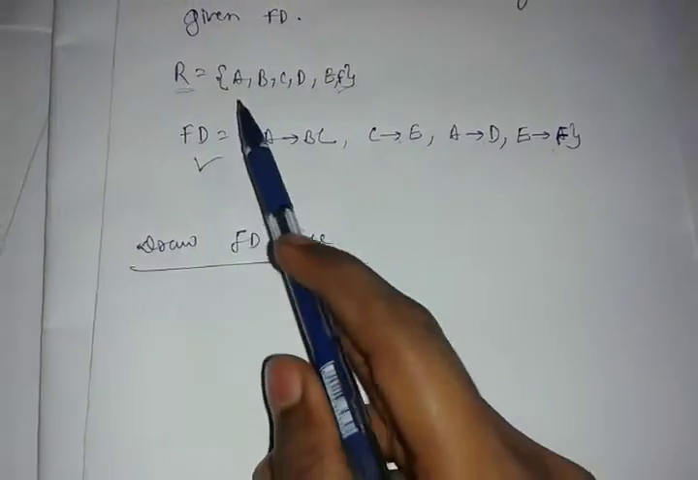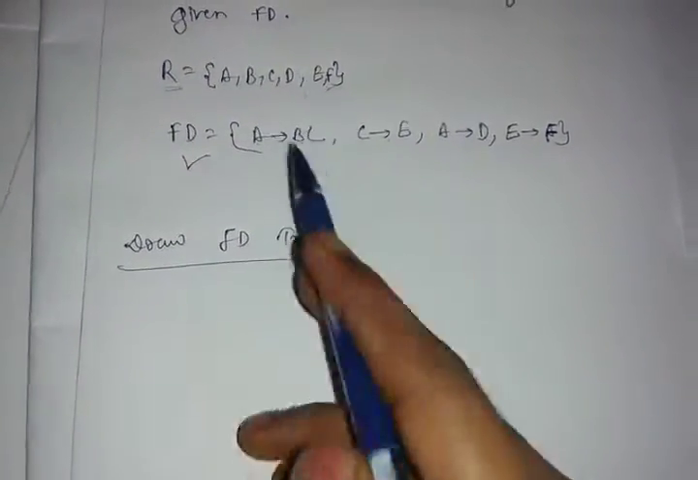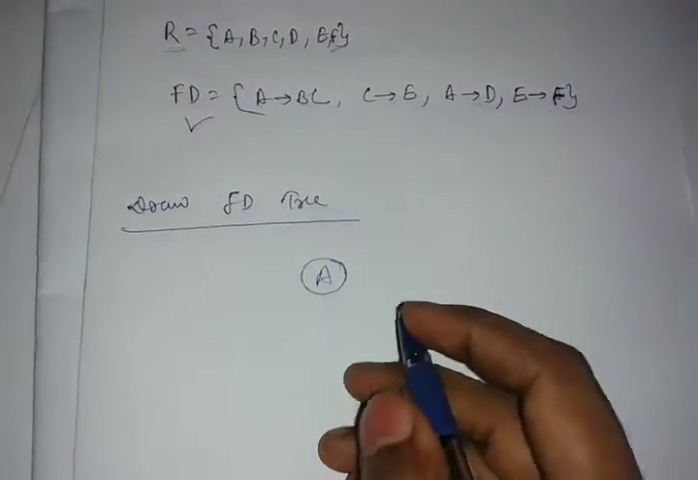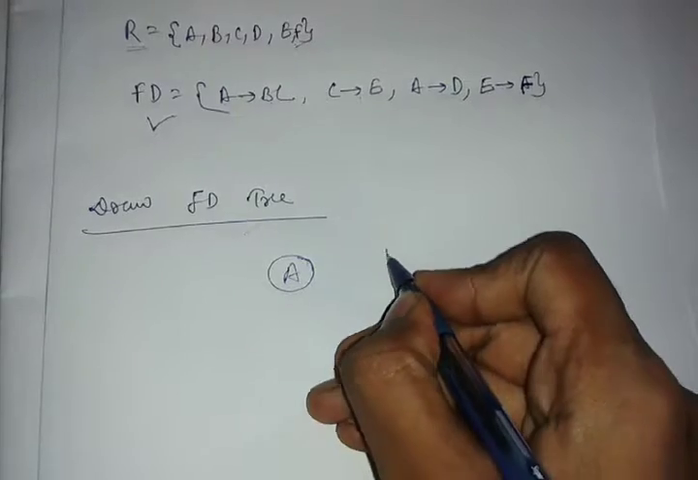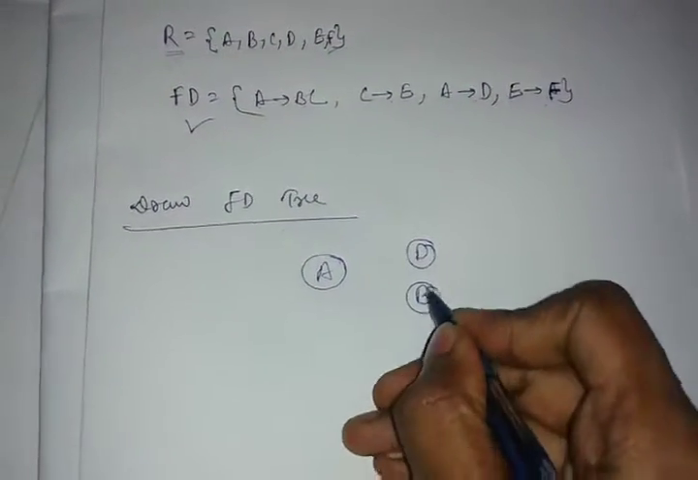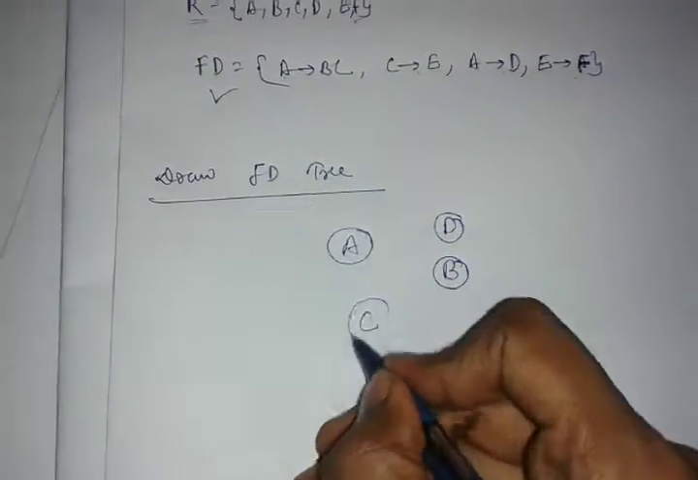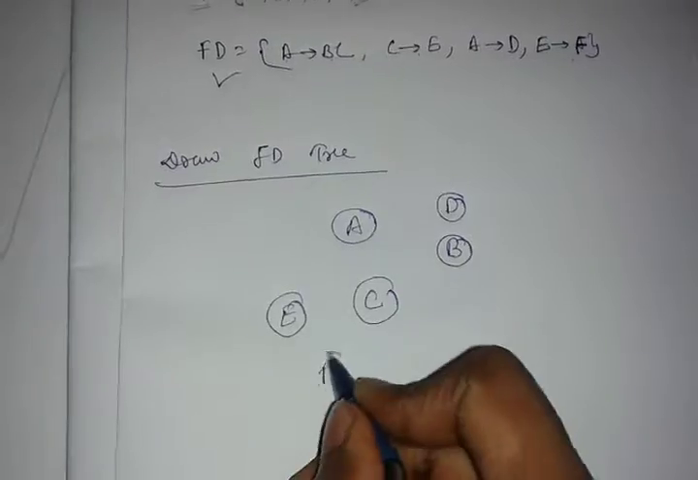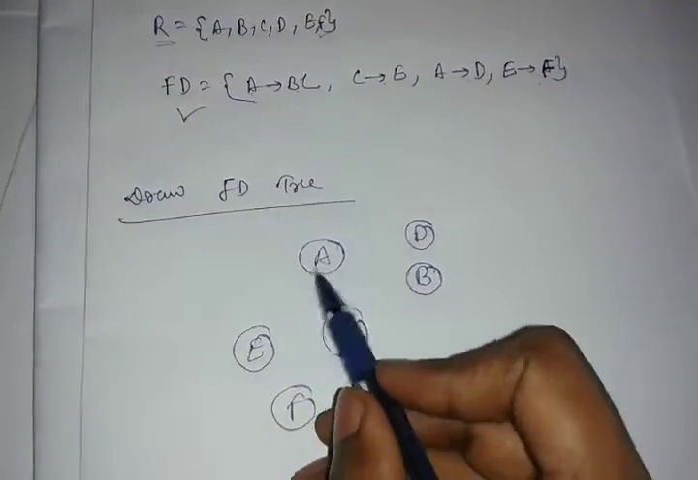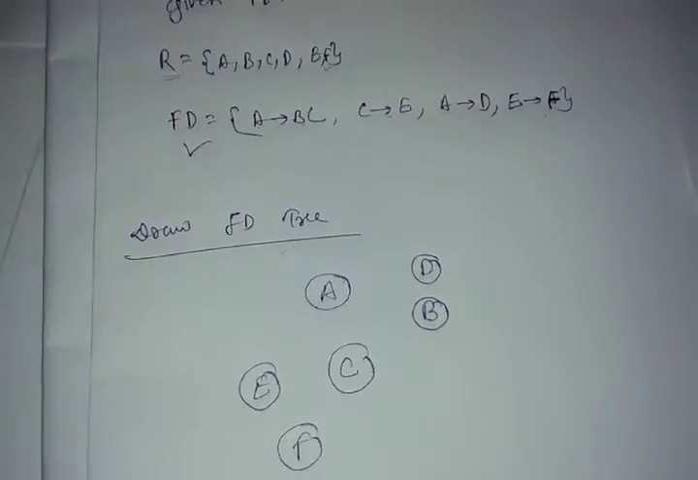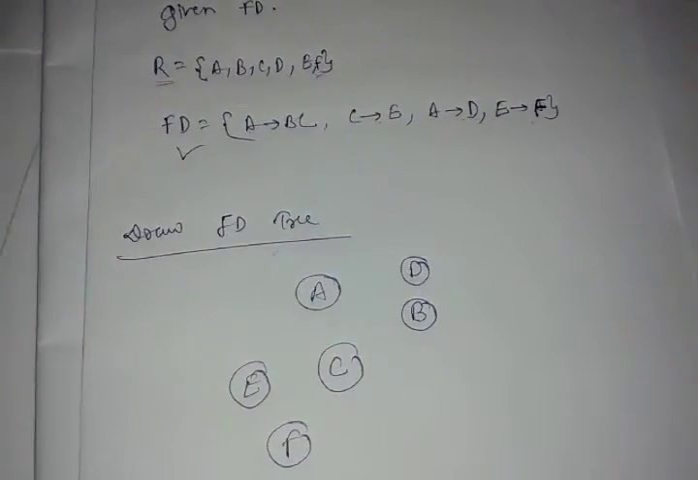So how can we draw it? You just put all the attributes as a node. So here I'm going to put A as a node, D as a node, B as a node, C as a node, E as a node, and F finally. We have written all the attributes, here also 6 attributes are there.